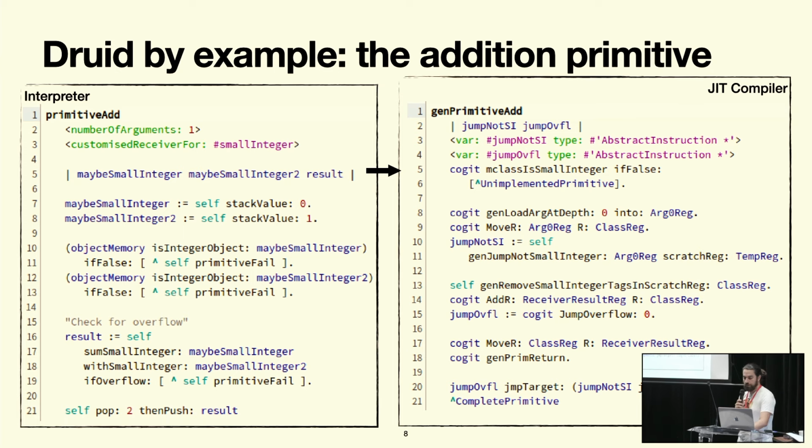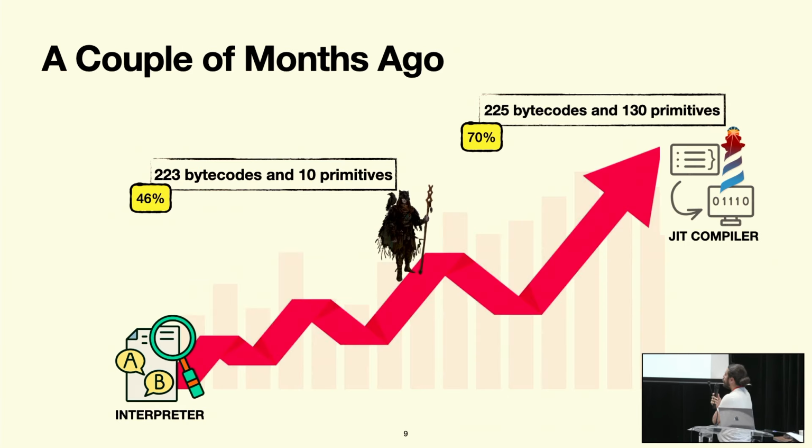A couple of months ago, we said, okay, now we have a version that can JIT compile a lot of stuff. Pharo, just so you know, has 225 bytecodes that are defined, and the JIT compiler that we have in production can compile all of them, and it can compile a lot of primitives, 130. There are primitives that are defined both in the JIT compiler and in the interpreter. And Druid at this point, I don't remember when, could compile 10 primitives. It could maybe compile more, but we tried the version with 10 primitives.